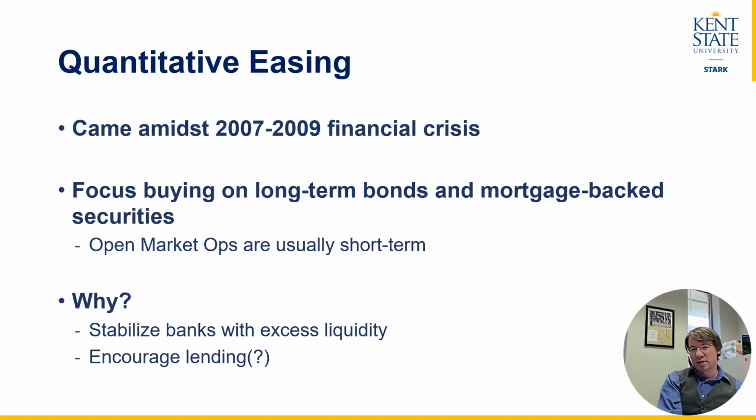Now getting into more untraditional stuff. There's a policy called ample reserves, or quantitative easing. This came amidst the financial crisis, 2007 to 2009, in that time period. The idea of quantitative easing is that we already have interest rates at a really low level, but we want to make sure the banks feel stable. So we're going to provide them with loads of reserve funds.